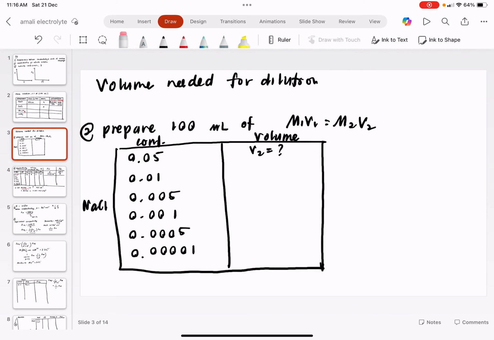Okay, so in the next table, this will be the volume needed for the dilutions. So how much volume is needed for you to dilute from the 0.1 molar stock solution to 0.045 and then dilute to 0.01 molar, 0.05 and so on. So this table will be applicable for all types of electrolyte, it will be the same. So I need you to come up with only one table. You can have one table to represent the 4 different types of electrolytes.